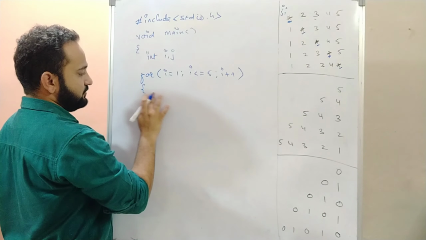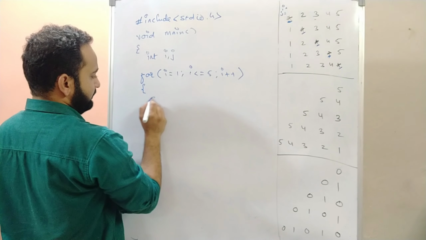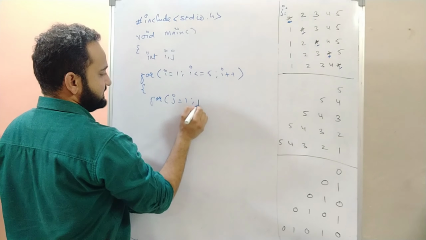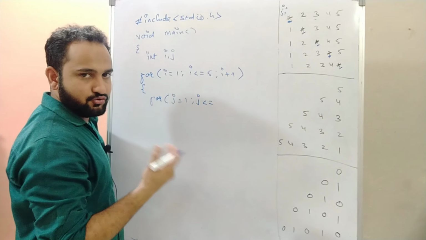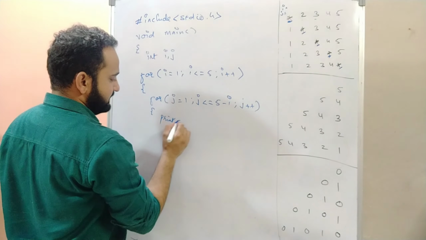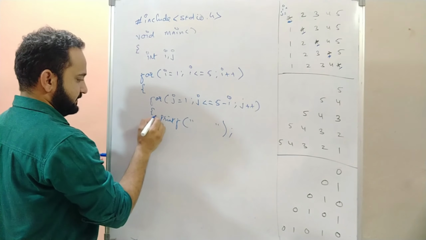Then inside it you will have a for loop for leaving spaces. For j equals 1, j is less than or equal to the number of rows minus the row number. How many rows do you have? 5, minus the row number, which is given by i, so j is less than or equal to 5 minus i, and here it will be j plus plus. Inside it you don't have to do anything else, just printf a space, nothing else will get printed.